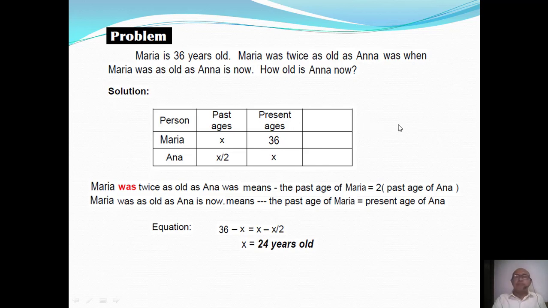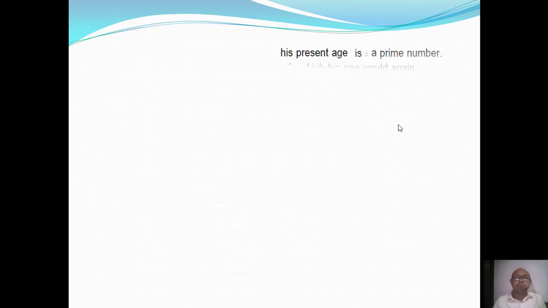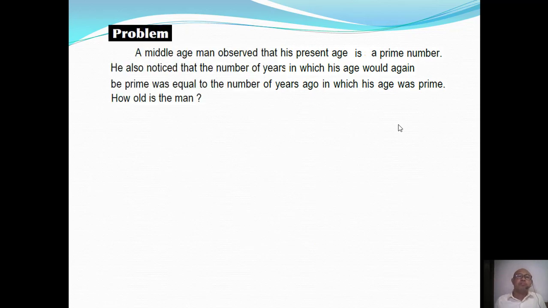Okay, next problem we have here. A middle-aged man observed that his present age is a prime number. He also noticed that the number of years in which his age would again be prime was equal to the number of years ago in which his age was prime. How old is the man?